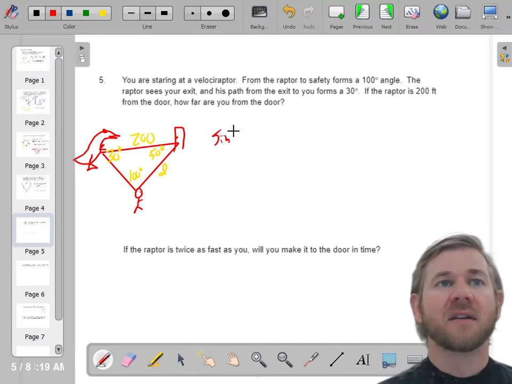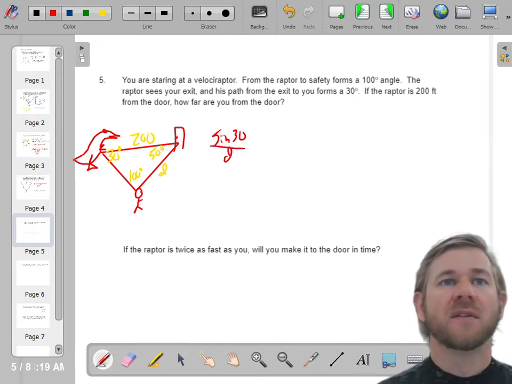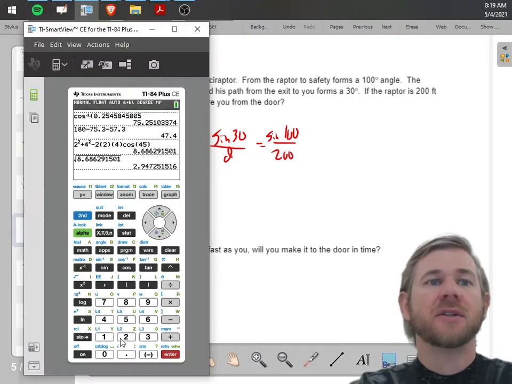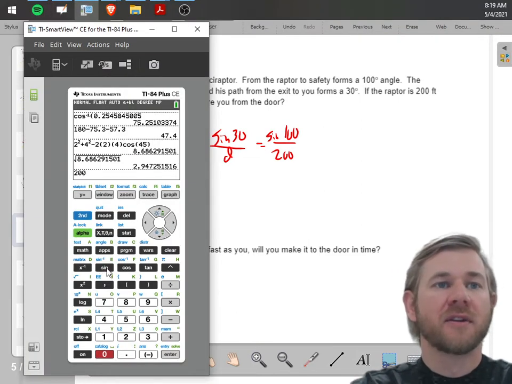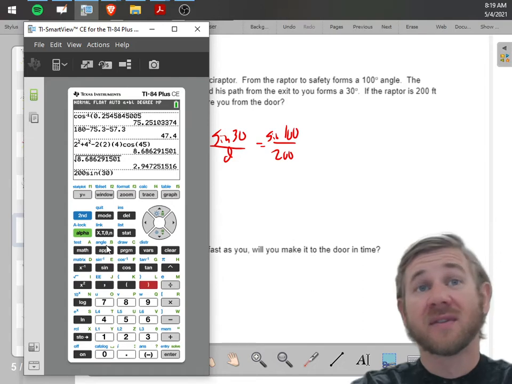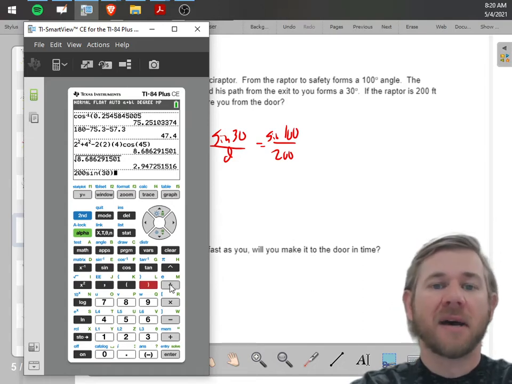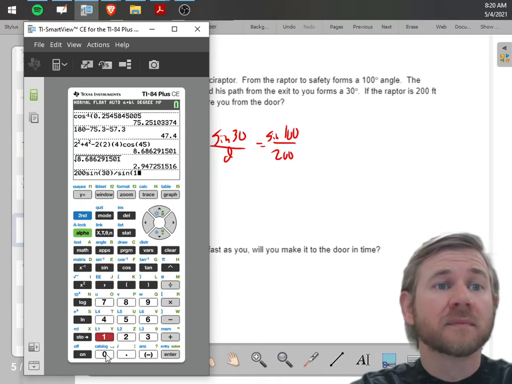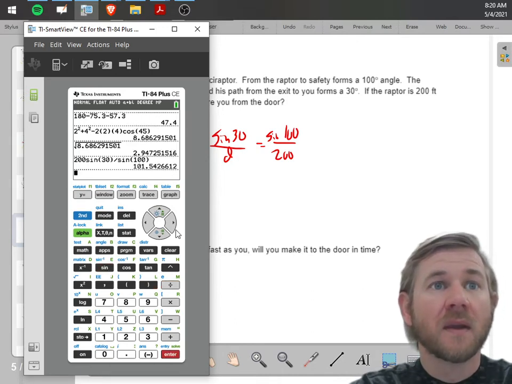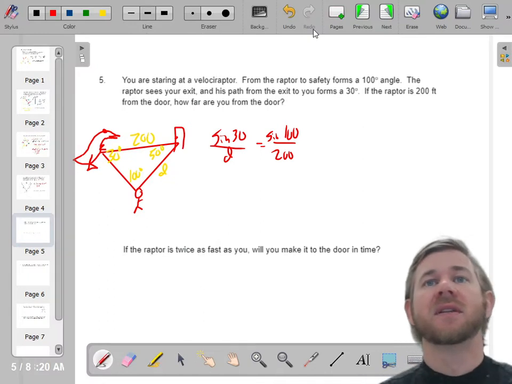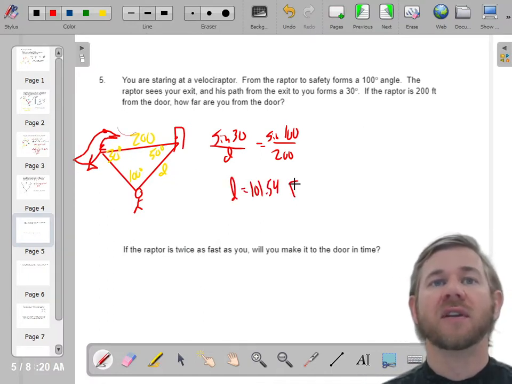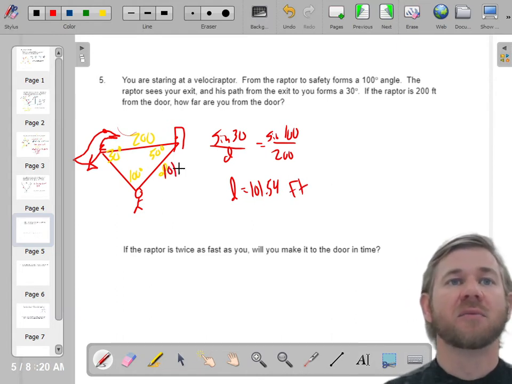I'll say the sine of 30 over the distance is the sine of 100 over 200. Then cross multiply, 200 times the sine of 30. Remember the sine of 30 is 1/2, so that's 100, divided by the sine of 100. You get 101.54. So the distance is 101.54 feet. All right, so this is 101.54 feet.